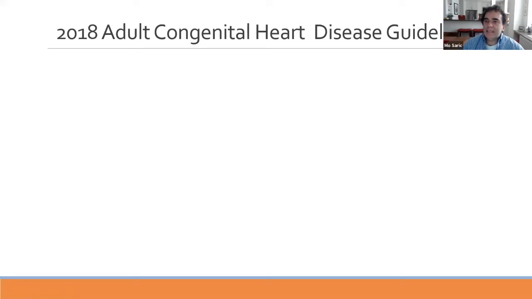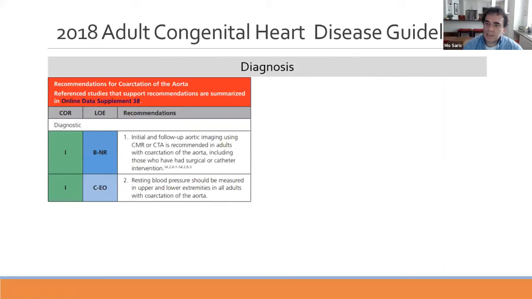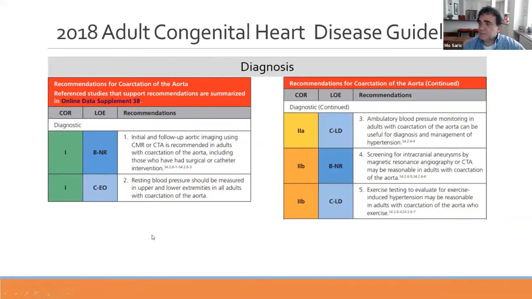According to 2018 adult congenital heart disease guidelines, the diagnosis of coarctation can be established by echocardiography, can be established invasively through cardiac catheterization, but primarily by CMR or CTA, that is, magnetic resonance imaging and CT angiography. It's also important to measure resting blood pressure in the upper and lower extremities. Also, there are recommendations using ambulatory blood pressure measurement, screening for intracranial aneurysm, and sometimes exercise testing to evaluate for exercise-induced hypertension.